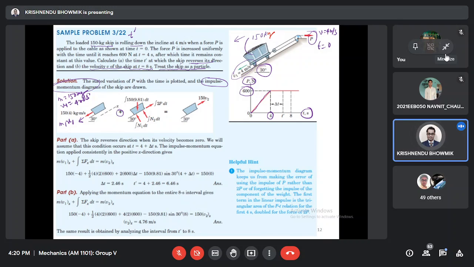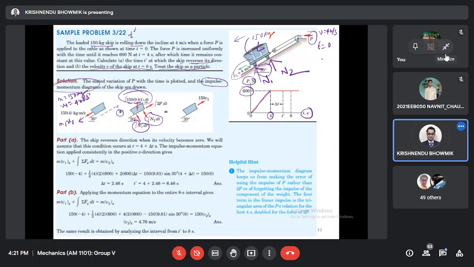as the force has been applied, there will be some impulse. Let's draw that impulse momentum diagram. Here there will be one reaction, and this will be another reaction. If this is N1, this is N2. Then this is N1 multiplied by dt, this is N2 multiplied by dt, and its self weight acts along this: m multiplied by g multiplied by dt.